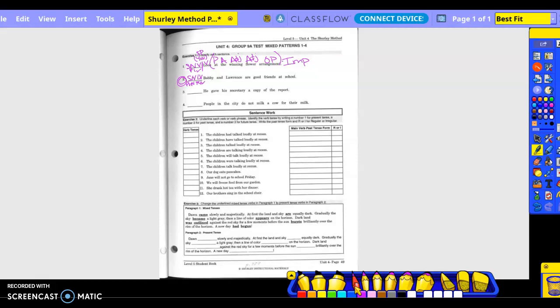Who gave his secretary a copy of the report? He. Subject, pronoun. What is being said about he? Okay. Gave what? Copy, right? Is copy the same thing as he? No. So that's a what? A direct object. And then gave becomes the verb transitive.